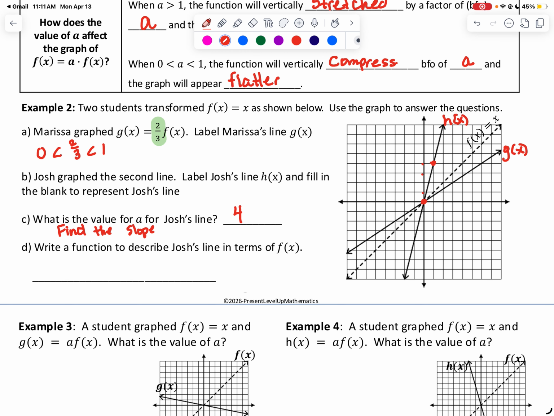Now, we want to write a function to describe Josh's line in terms of f of x. So Josh's line is labeled h of x. So we're going to say h of x equals, and we want to take 4 and multiply it by f of x. So 4 times f of x will give us that steeper line.